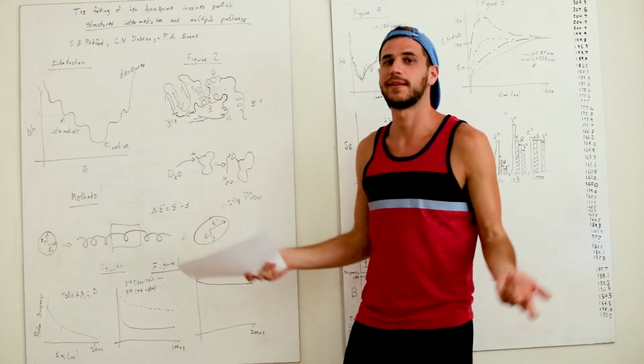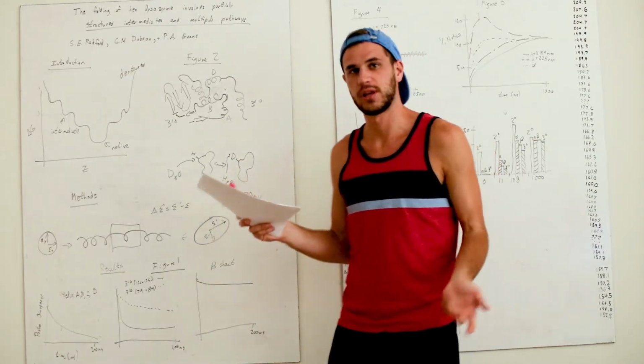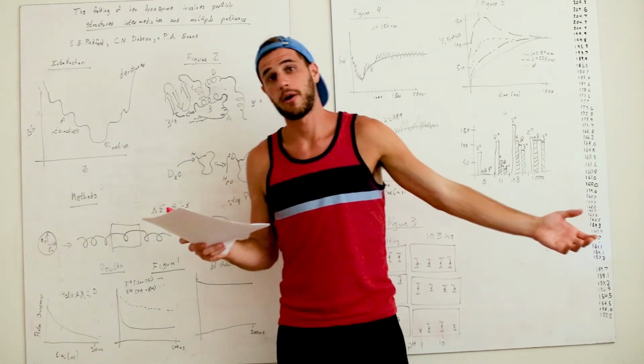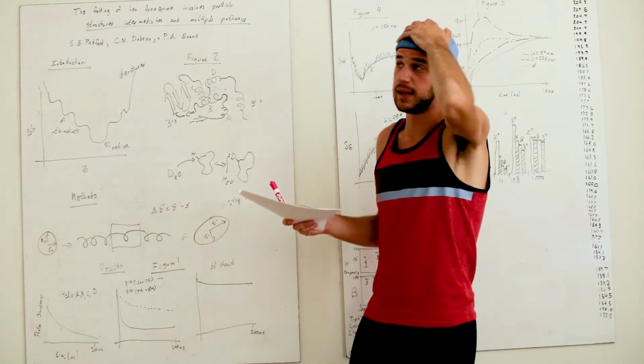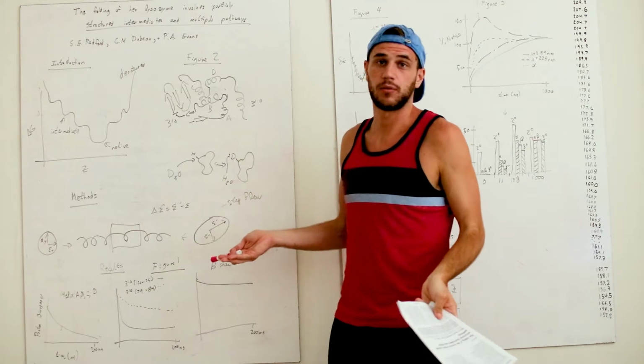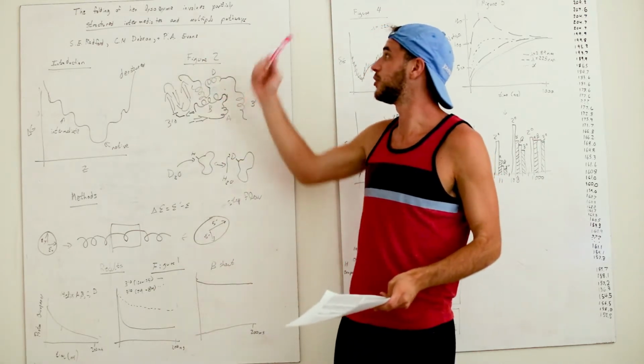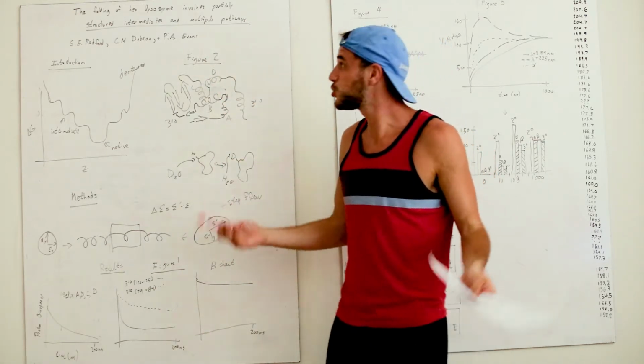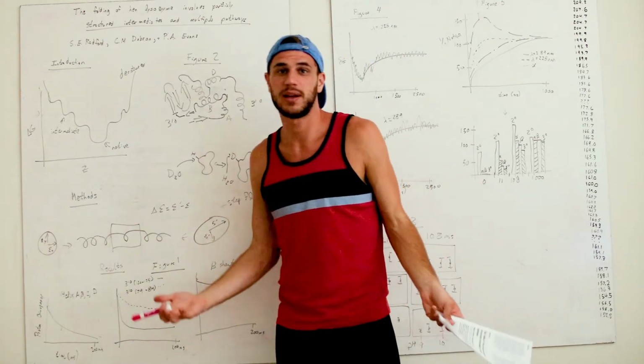So, let's figure out why we're even talking about some paper that was published a long time ago, almost 30 years now. And so let's just get right on in and figure out why the folding of the hen lysozyme involves partially structured intermediates and multiple pathways.